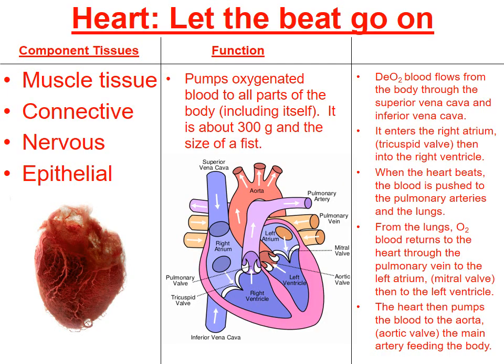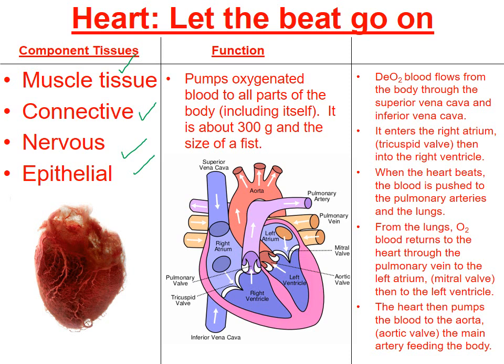Now we're going to take a look at the heart. So we saw the blood vessels, we saw the blood itself, and now we'll take a look at the pump of the circulatory system. It is an organ, so it's made up of many different tissue types: muscle tissue, connective tissue, nervous tissue, and epithelial tissue. Its goal is to pump blood throughout the body.